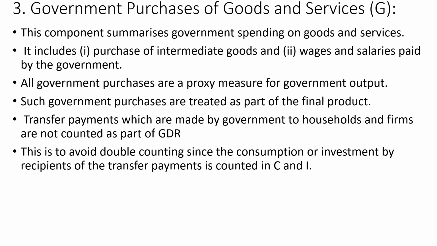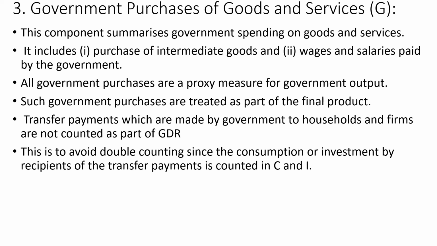The third component is government purchases of goods and services, or government expenditure, which is the government spending on goods and services, including purchase of intermediate goods, wages, salaries, etc. paid to the staff by the government. All the government purchases are considered to be a proxy measure of government output. Such government purchases are treated as a part of final output.